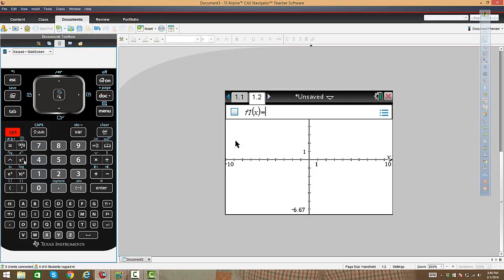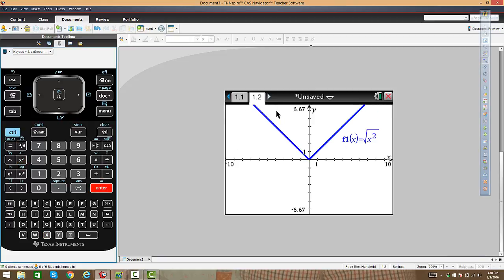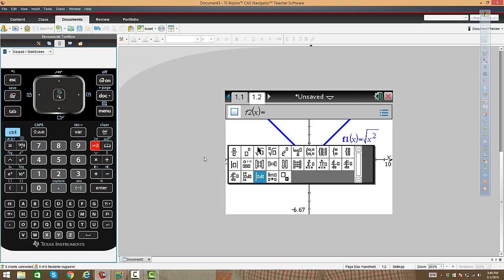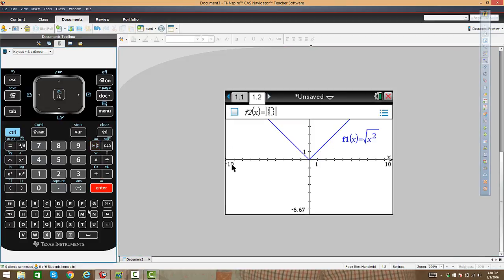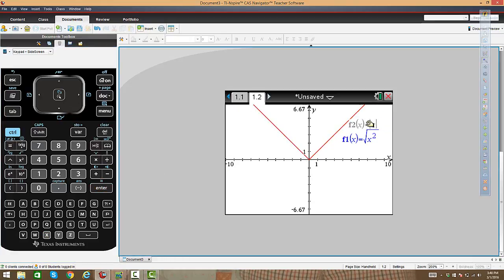If I do the square root of x squared, it gives me the V shape of the absolute value graph, and I can further verify that by putting in just the absolute value function. So here's the absolute value of x, and the red does graph right over the square root of x squared. So we verified graphically that this is the same thing.